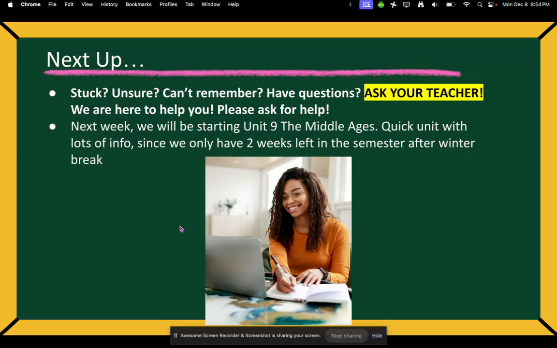Next week, we'll be starting Unit 9, the Middle Ages. This will be a pretty quick unit with lots of info since we only have 2 weeks left of the semester after winter break. You're probably thinking, wait a minute, we have another unit after this? Then why are we doing a semester 1 unit wrap up? Ooh, that's a good question.